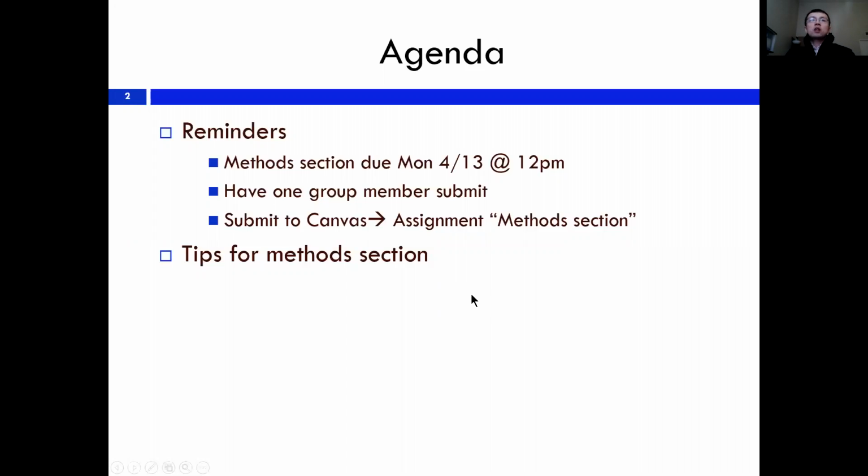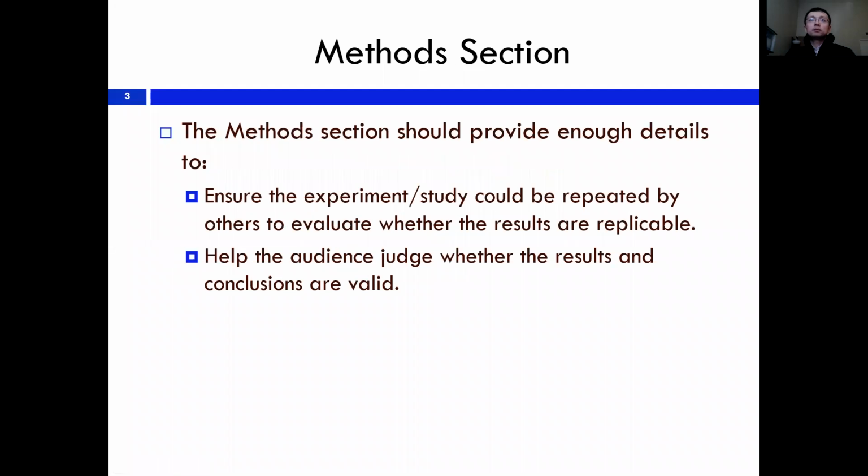So now let's dive into the tips to write up a good method section in APA format. Here's an overview of what a method section looks like. The method section should provide enough detail to make sure that the experiment, survey study, or whatever research you propose can be repeated by others who want to evaluate it or replicate the results of your study. Essentially, you're telling others what you did in your experiment and what happened to participants, so they can do exactly the same thing as you did.